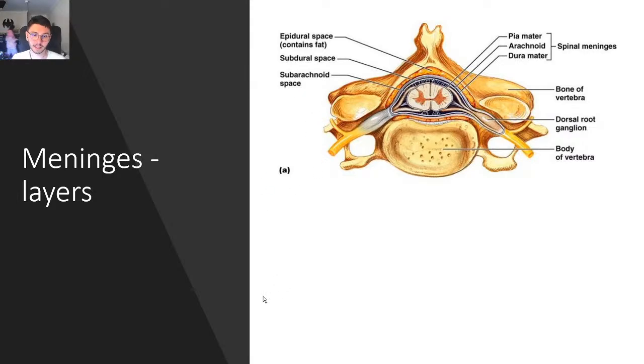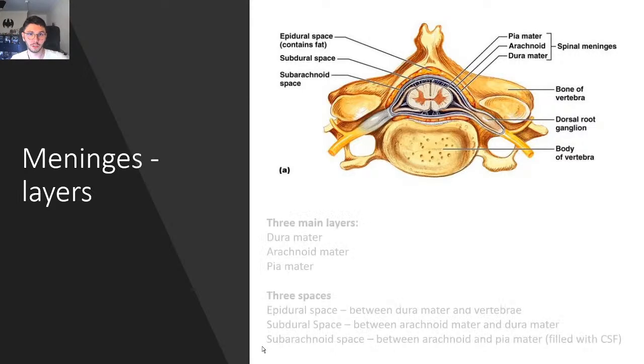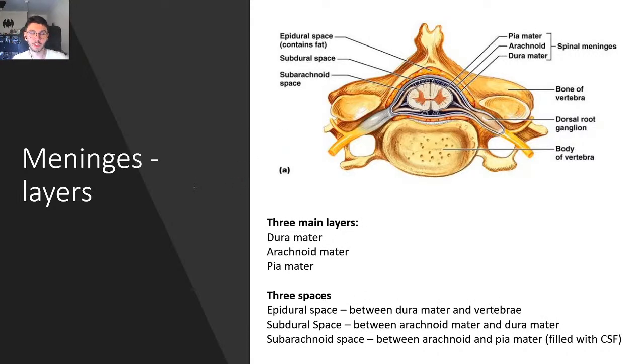Now there are three main layers. So you have the dura mater, arachnoid mater, and the pia mater. Dura mater is the one that's closest to the bone. Arachnoid mater is just beneath that, and pia mater is very close to the actual nerve. So if you think about it, this is from outside in.